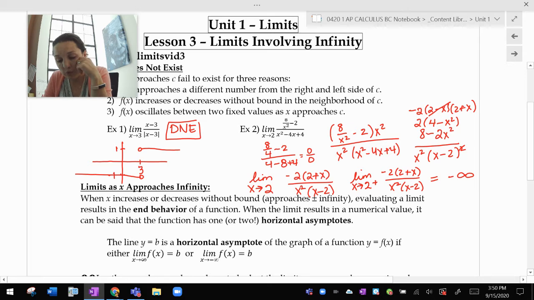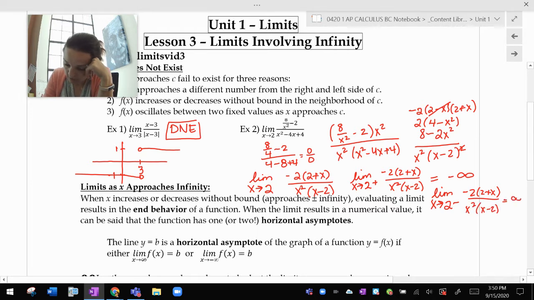If I approach 2 from the left, I'm going to still have a negative on top, but I'm also going to have a negative on the bottom, which means I'm going to approach positive infinity. I'm sorry how messy this is. I'll try to be better. Those don't match. So this limit as a whole does not exist. And it's because it goes to both a positive and a negative infinity.